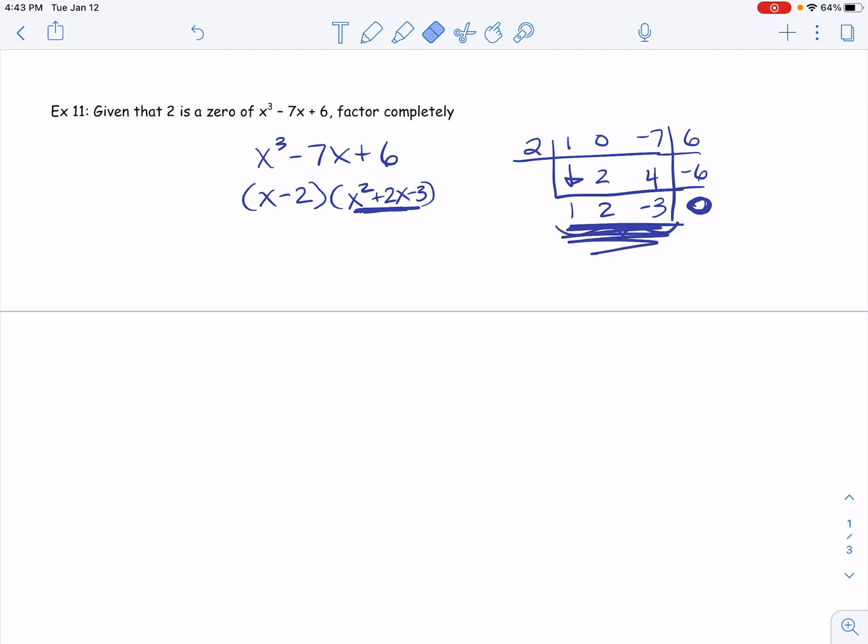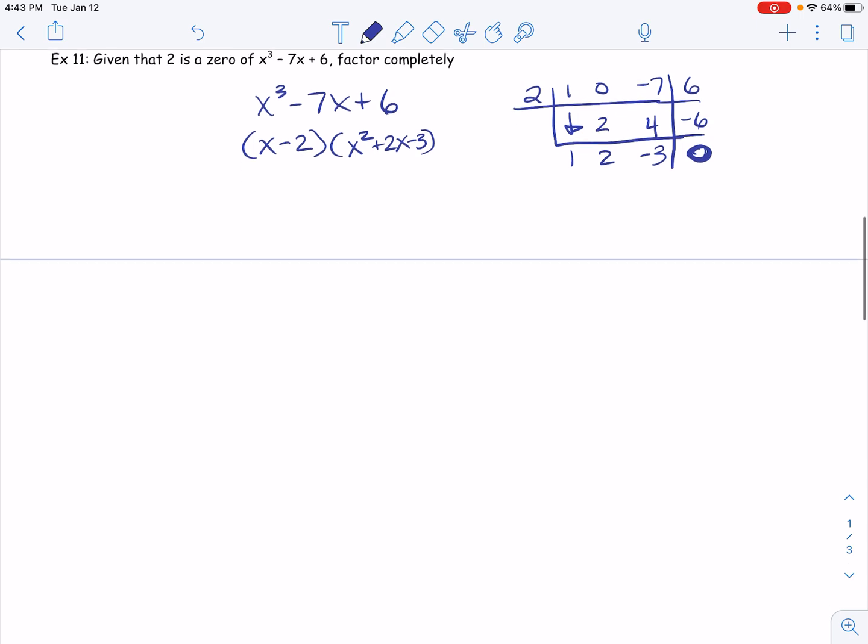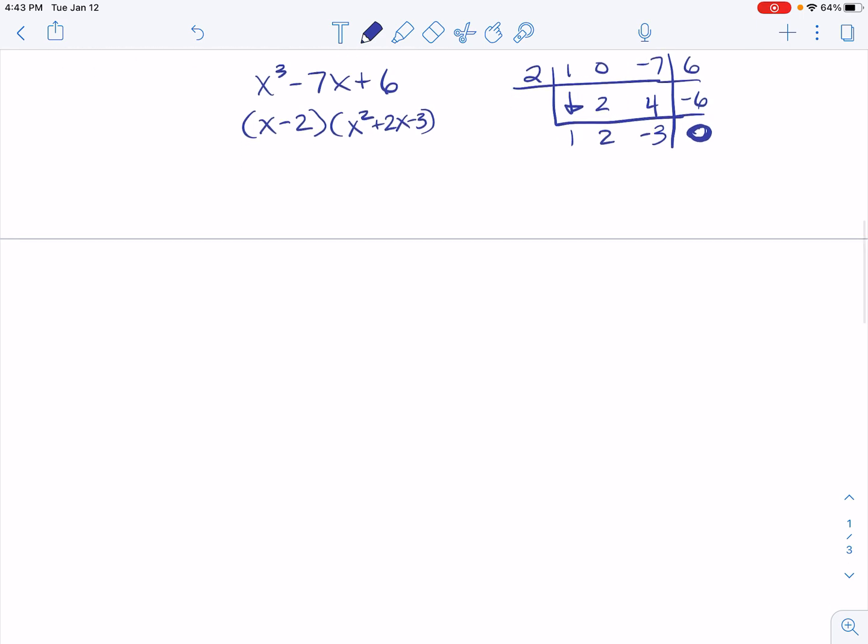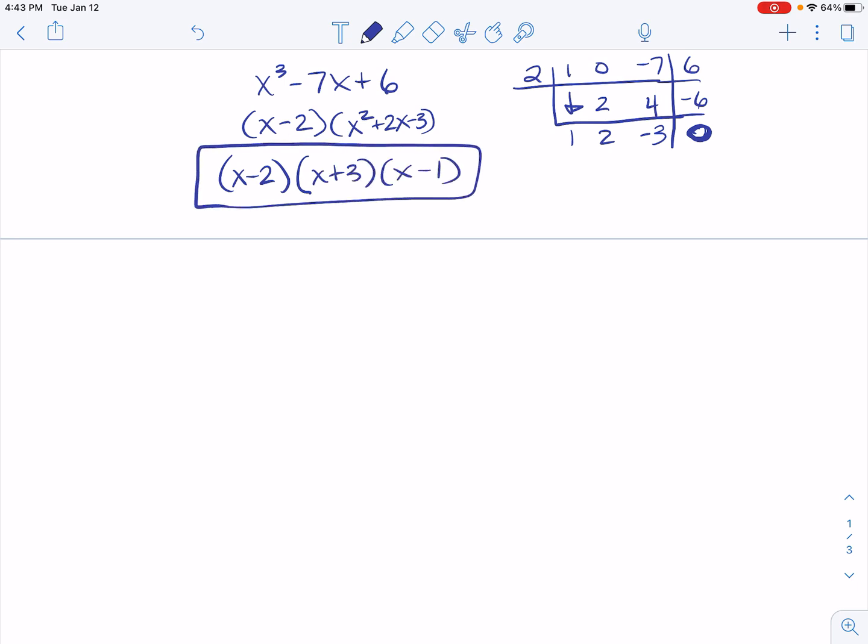So then I can factor that, or you should be able to factor that, right? That's 3 terms. No GCF. Use your AC method because the A value is 1. Factors of negative 3 that add up to positive 2, it's going to be a positive 3 and a negative 1. So that means I have x minus 2, x plus 3, and x minus 1. So now I've factored completely.